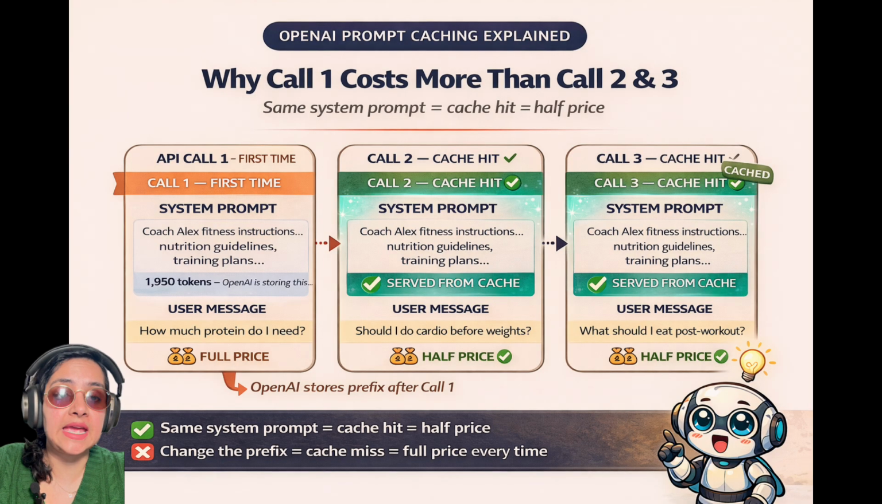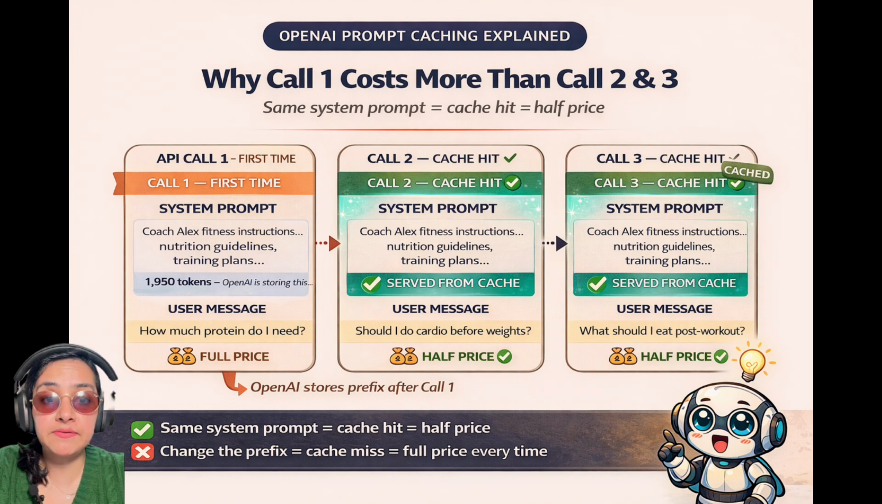OpenAI has automatic prompt caching, no setup, no config, nothing to turn on. Every time you call the API, OpenAI checks, have I seen the exact prefix before? If yes, those tokens come from cache. Half price, faster response. Just two requirements. One, the prompt must be over 1024 tokens. Two, the start of the prompt must be identical on every call. The second one is where most agents slightly break. Let me show you in the code.